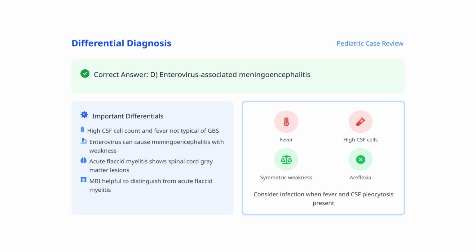The persistent fever and markedly elevated cerebrospinal fluid white cell count are not typical features of Guillain-Barré syndrome, which classically shows normal cell count. Enterovirus infections can cause meningoencephalitis with associated weakness that may mimic GBS. Other important differential diagnoses include acute flaccid myelitis, which typically shows spinal cord gray matter lesions on MRI, spinal cord compression, myasthenia gravis, which affects the neuromuscular junction, and tick paralysis, which improves after tick removal.